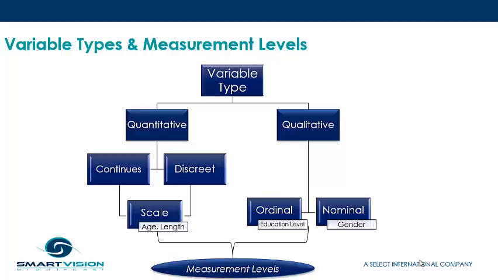Another example is the variable education level. But this time, let us assume that it has only three data values, which are 1, 2, and 3.